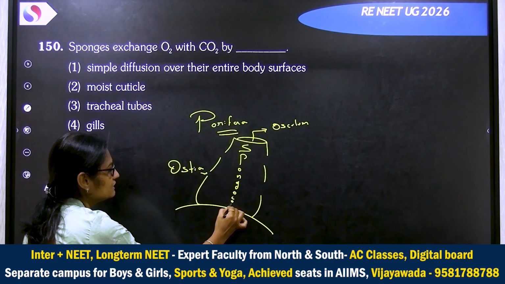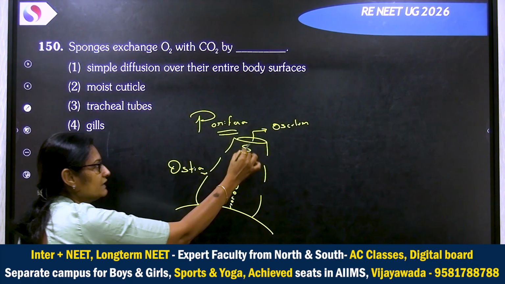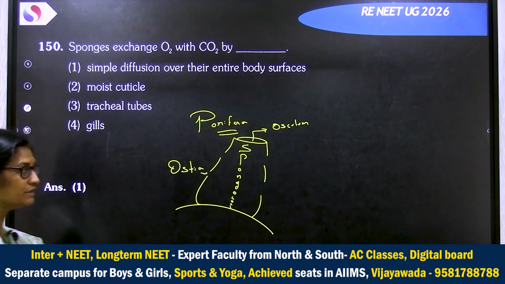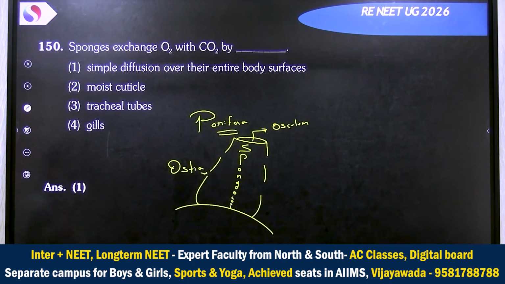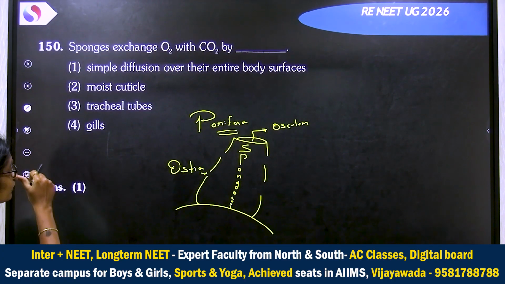So the water enters through the ostia, it will be circulated, and it will be emitted out through an osculum, as we used to call. Simple question: how does it exchange gases? In the sense, our answer: it doesn't have a cuticle and all. Tracheal tubes can be seen in arthropods and all. Gills can be seen in higher organisms, fishes and all.